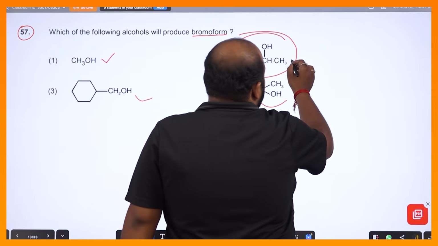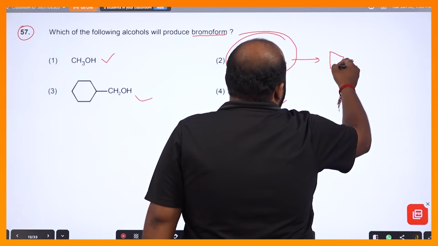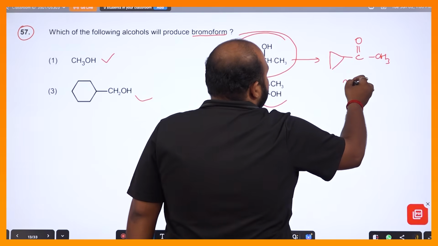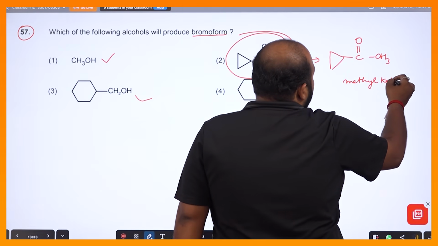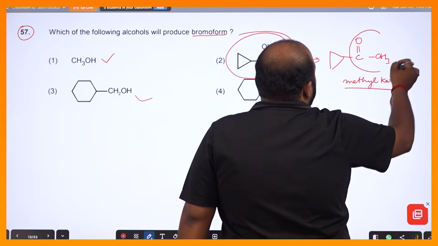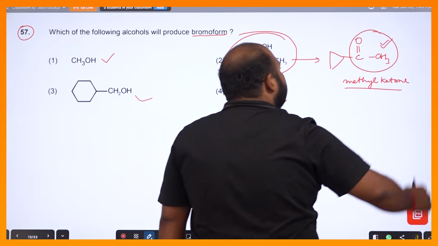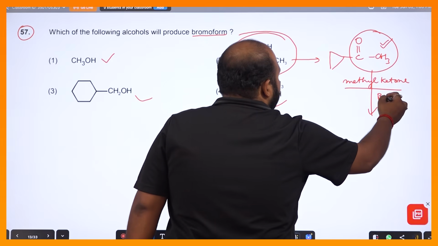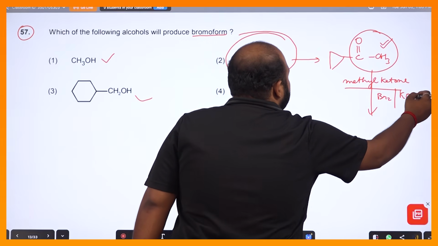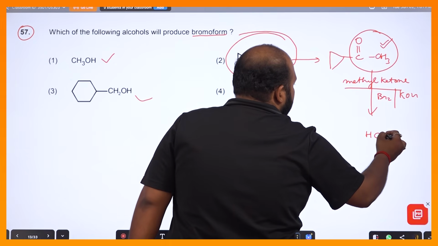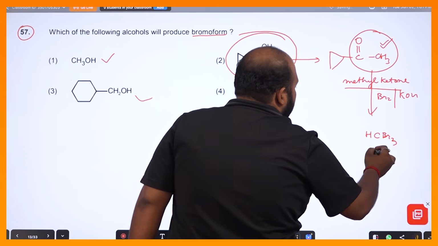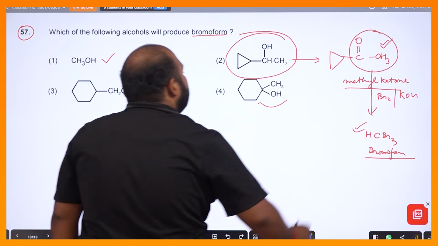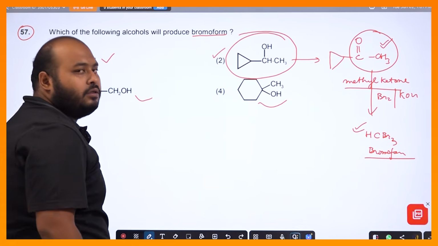So what will happen? At first it will get oxidized to form this methyl ketone group. This is important to show the haloform reaction. So easily in this case, if we take Br2 in KOH conditions, we will be getting bromoform. So the correct option will be option 2.